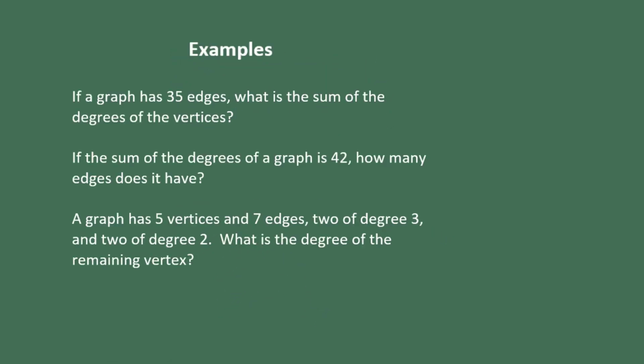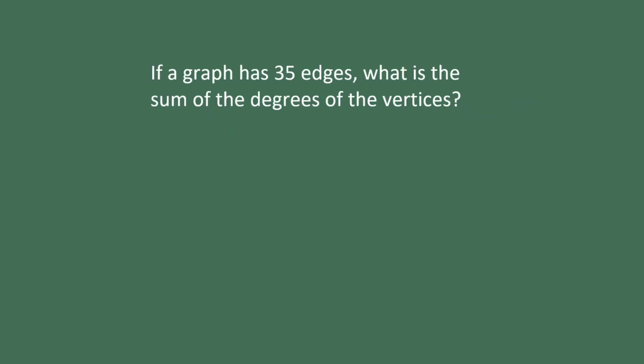We're going to look at 3 different examples. One where we're given the number of edges and we have to use the number of edges to get the sum of the degrees. Another one where we're given the sum of the degrees and we have to use the sum of the degrees to get the number of edges. And then we're going to have one where we're given the number of vertices and the number of edges and the degrees of all but one of the vertices, and we're asked to find the degree of the remaining vertex. So here's the first question.